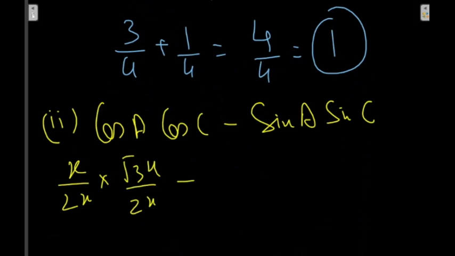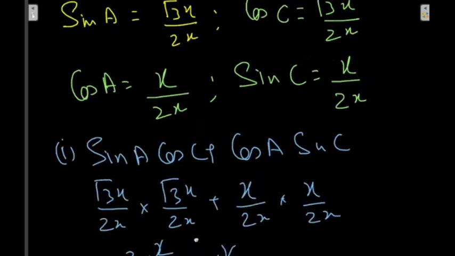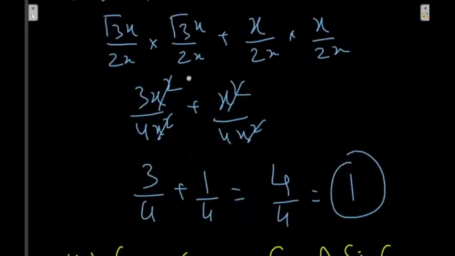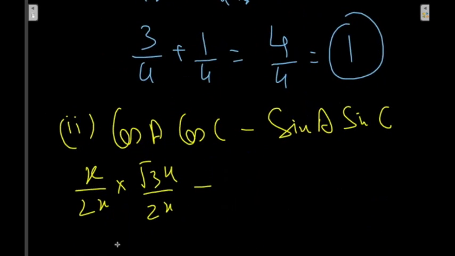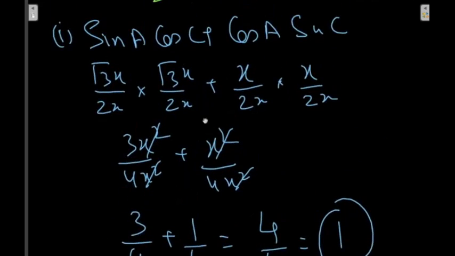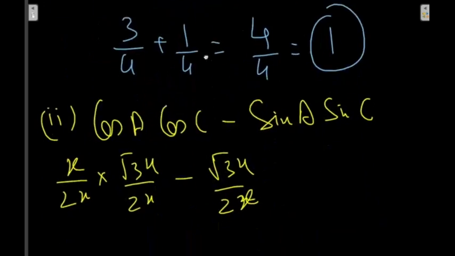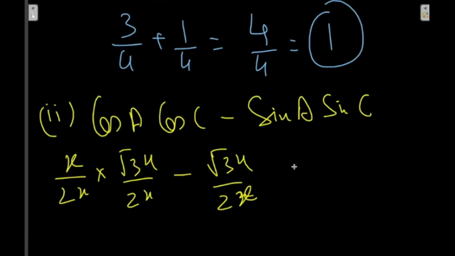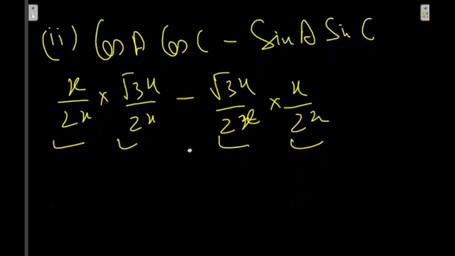And what is sin A? Sin A is under root 3x over 2x. And what is sin C? Sin C is again x over 2x. The answer looks pretty simple. This into this is equal to this into this, right? But we'll still solve it, okay?